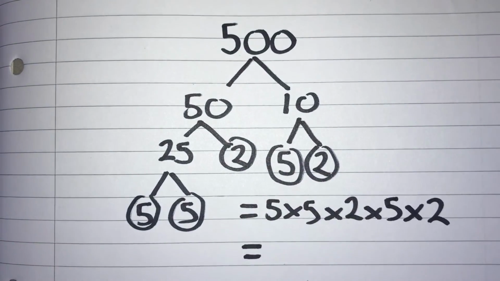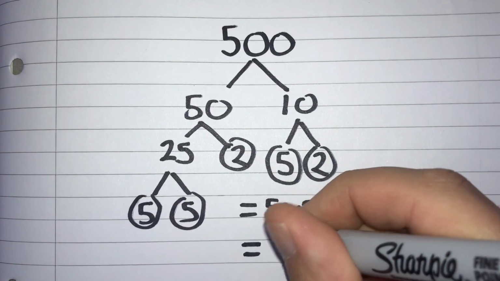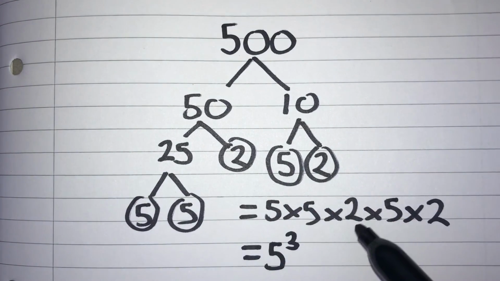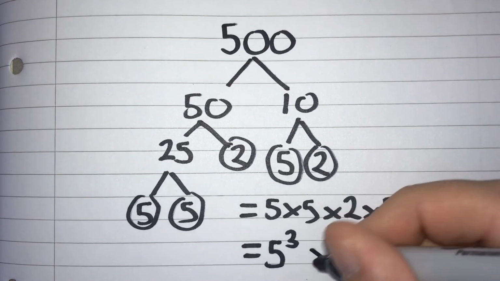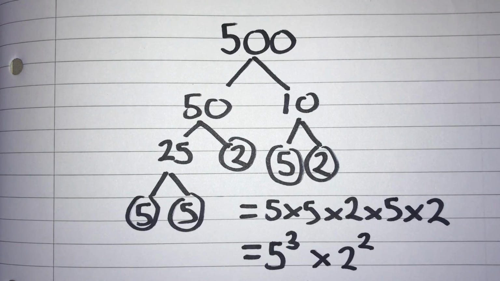Which of course we could write then in index form, where we've got 3 5's all multiplied together, so that would give us 5 to the power of 3. And we've got 2 2's multiplied together, which would give us 2 squared. So our answer, 5 cubed multiplied by 2 squared.